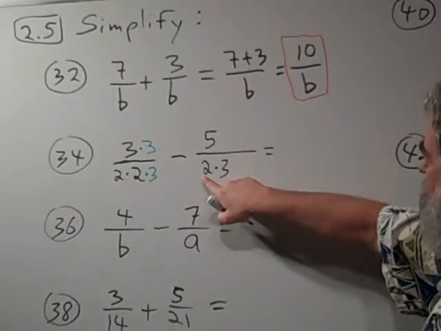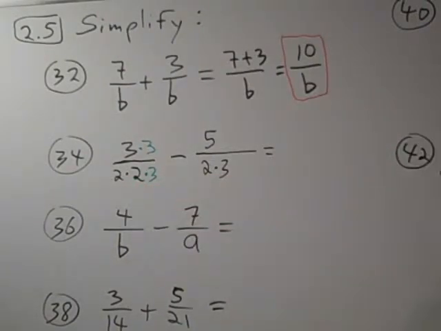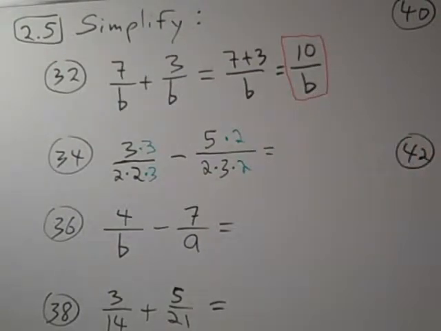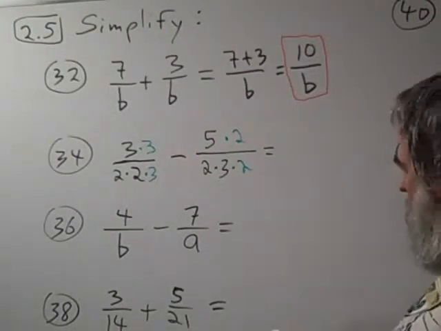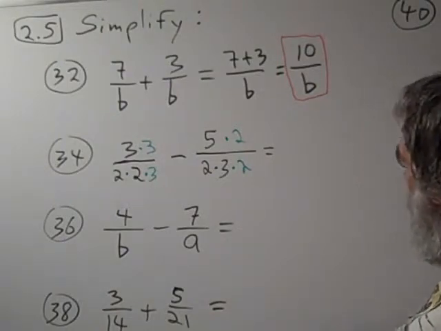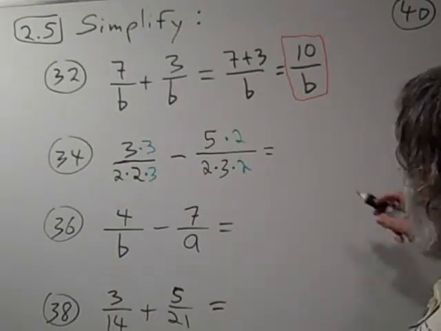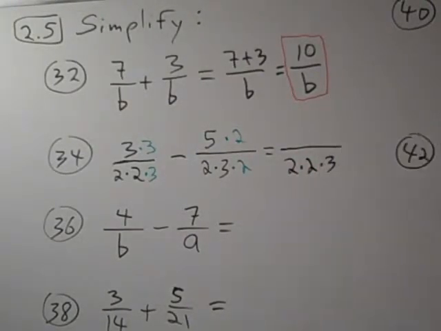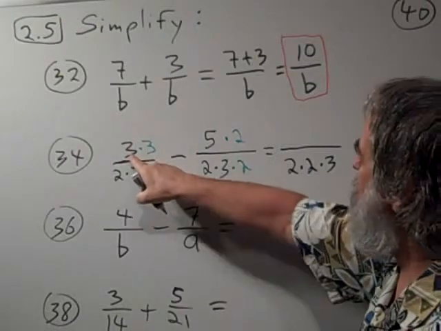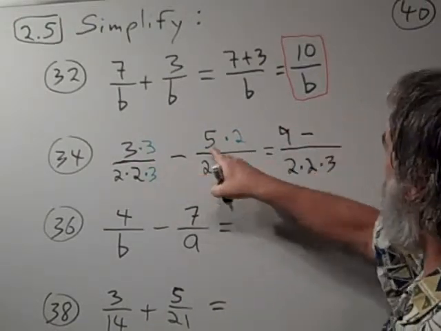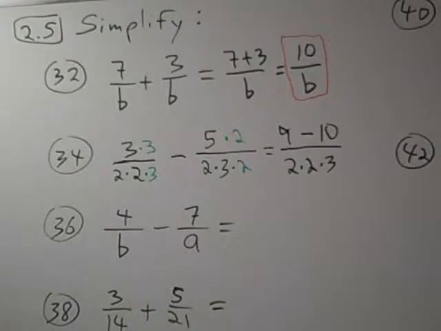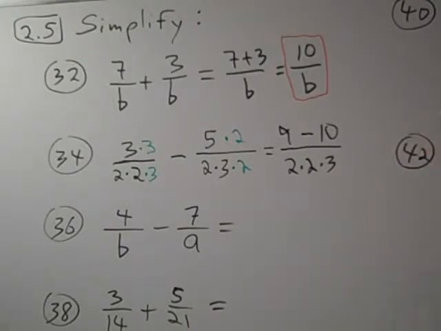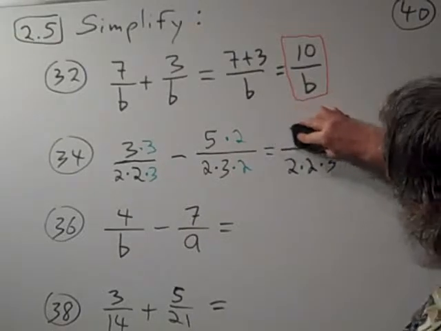This fraction has 1 2, but it needs 2 2's to have what the other denominator has. So we give it another 2, and we have to put it upstairs also. Now what we have is a common denominator of 2 times 2 times 3. Leave it factored still. In the numerator we have 3 times 3, which is 9, minus 5 times 2, which is 10. So this problem ends up equaling 9 minus 10 equals negative 1.